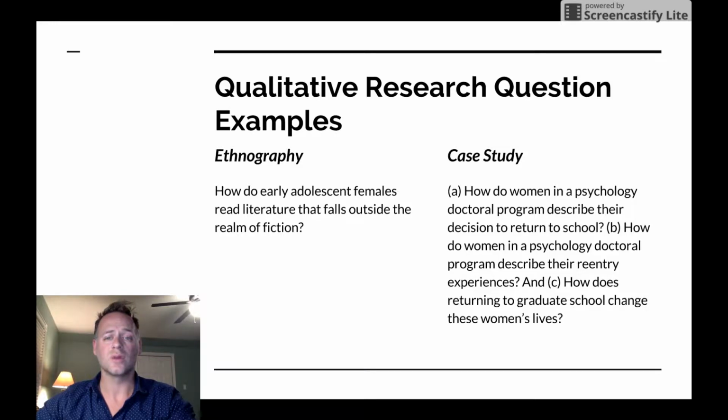Our book gives us 2 great examples of qualitative research questions, one ethnography-based and one case study-based. Question 1. How do early adolescent females read literature that falls outside the realm of fiction? This is a really good question because it began with the word how and focused on a single concept, literature or teen magazines. It also pointed out the participants, adolescent females.